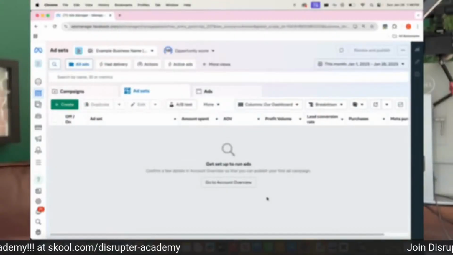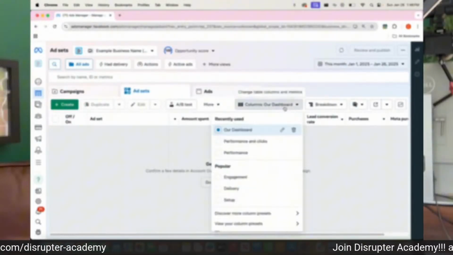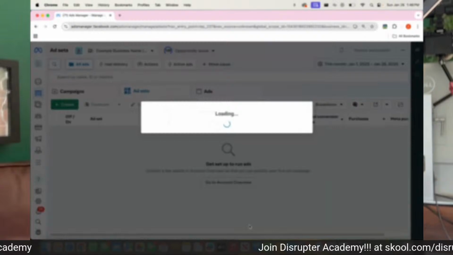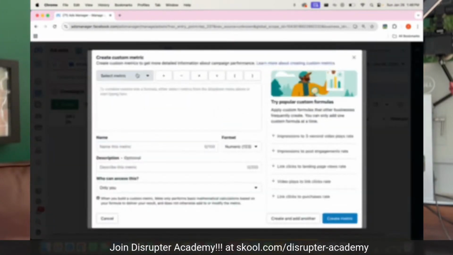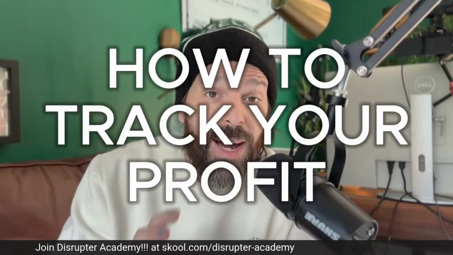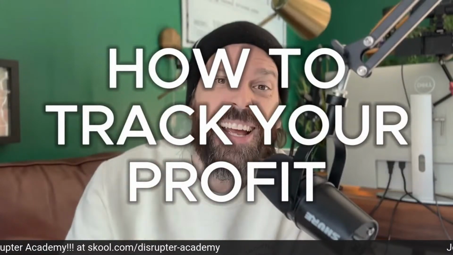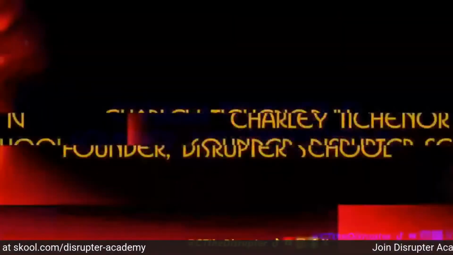I like money. Today, I'm going to give you a simple custom metric you can create inside of Ads Manager that will tell you exactly how much profit you're making for every dollar spent. This is how to know if you're actually making any real money. All right, let's go.